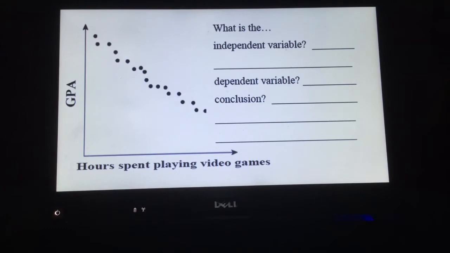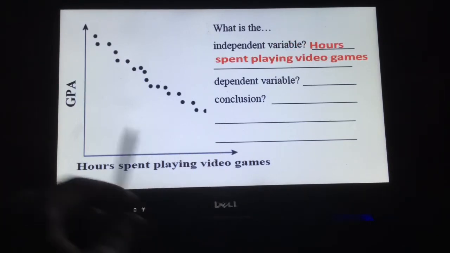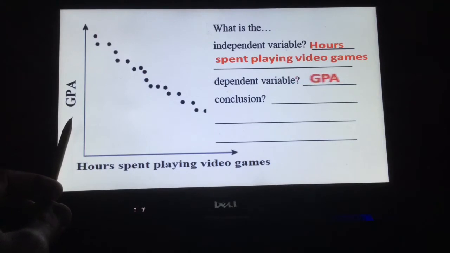Alright guys, I hope you got that right. So the independent variable, again, remember, is always on the x-axis. In this case, it's hours spent playing video games. So that's the independent variable. The dependent variable is the GPA, which is on the y-axis.